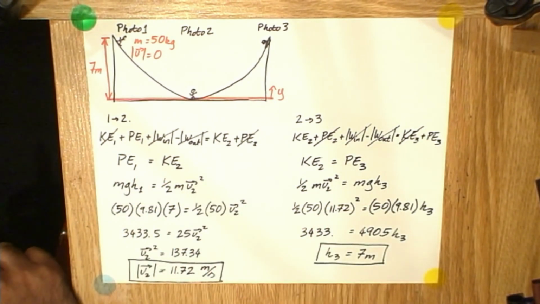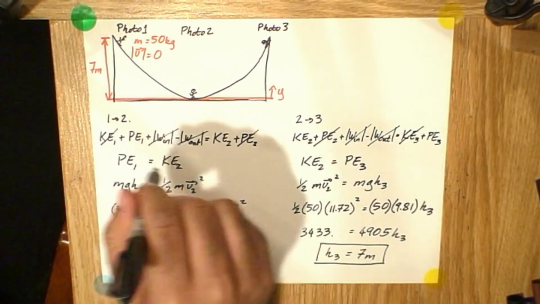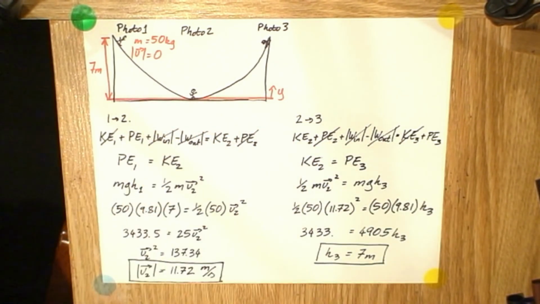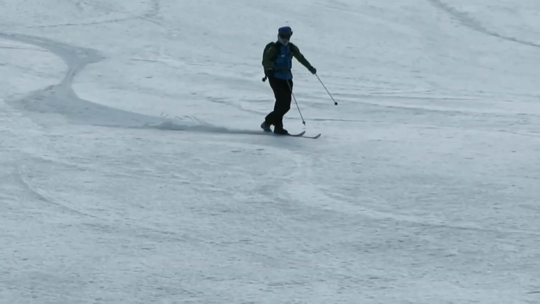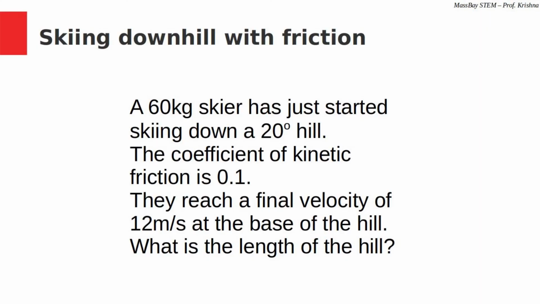A very similar sort of example takes place when you see a pendulum moving back and forth. The same interplay between potential and kinetic energy applies to skiers. This example involves friction and requires a bit of lateral thinking to solve. A 60-kilogram skier has just started skiing down a 20-degree hill. The coefficient of kinetic friction is 0.1. They reach a final velocity of 12 meters per second at the base of the hill. What is the length of the hill?